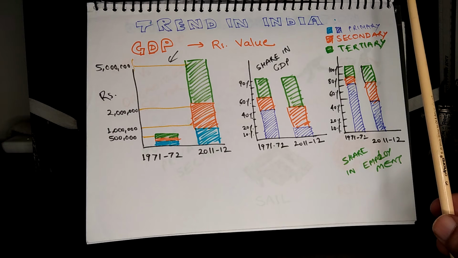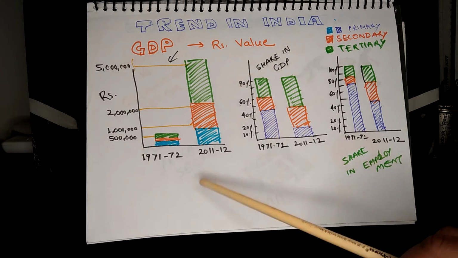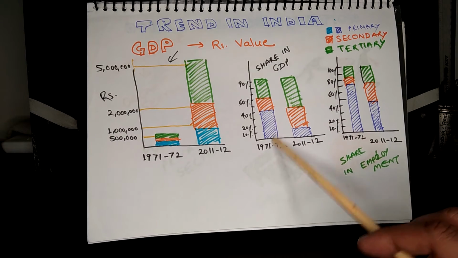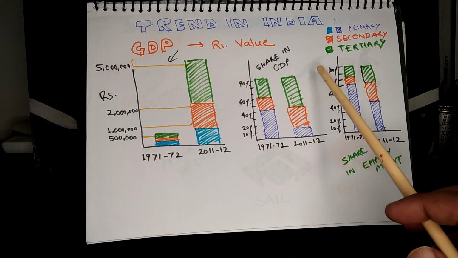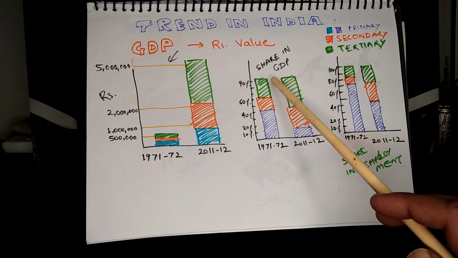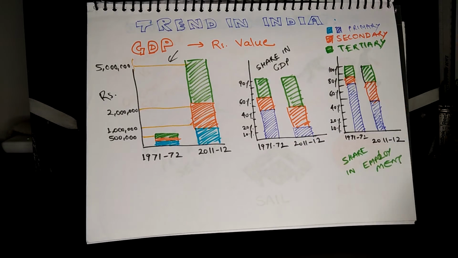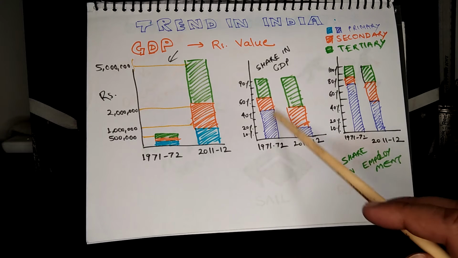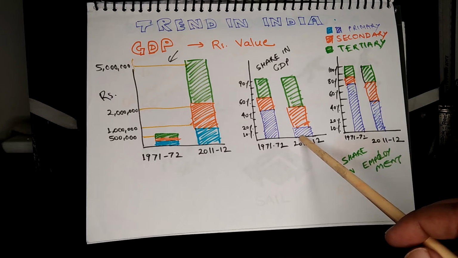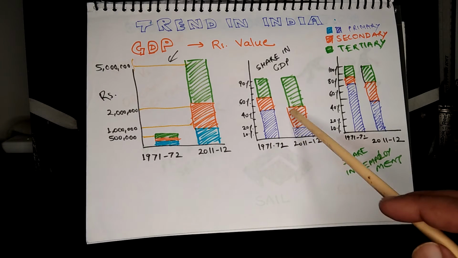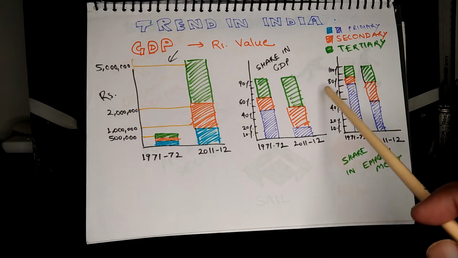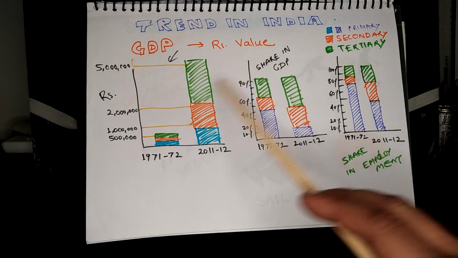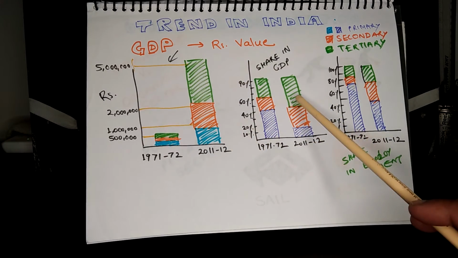Now what happens regarding the share in GDP? In 1971-72, the share of the primary sector was around 40%, that of the secondary sector was 20%, and the share of the tertiary sector was 40%. In 2011-12, the share of the primary sector reduced from 40% to 10%. The share of the secondary sector was 30%, so there was a growth, and the share of the tertiary sector was 60%. So these 2 figures, the valuation and share in GDP, are in tune.